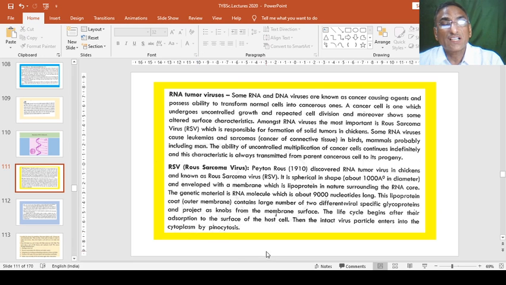Now the further arrangement, further structure, further types of RNA viruses or RNA structures will be studied later on. So till then we will stop here our today's lecture and conclude it here.